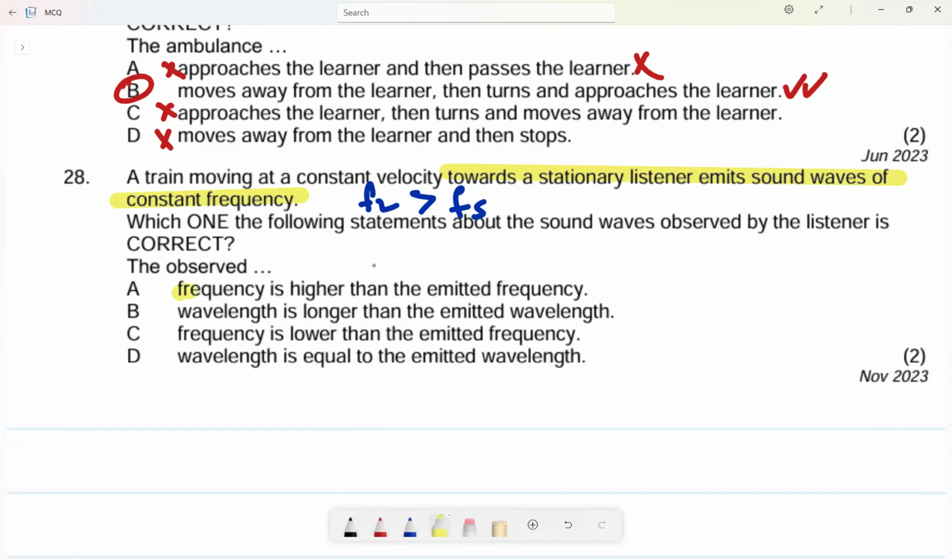A, the observed frequency is higher than the emitted frequency. Very, very true. Remember the frequency observed is that of the listener, the one who observes. So the frequency is higher than the emitted one. Very, very correct. Number B, the wavelength is longer. No. If the frequency is higher, the wavelength is shorter. Number C, the frequency is lower. No. Number D, the wavelength is equal. We never know that. We don't have that. So the most correct answer is A.